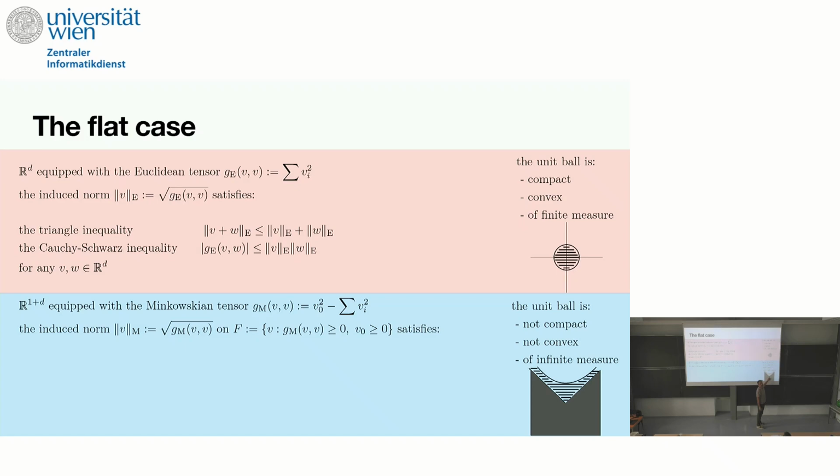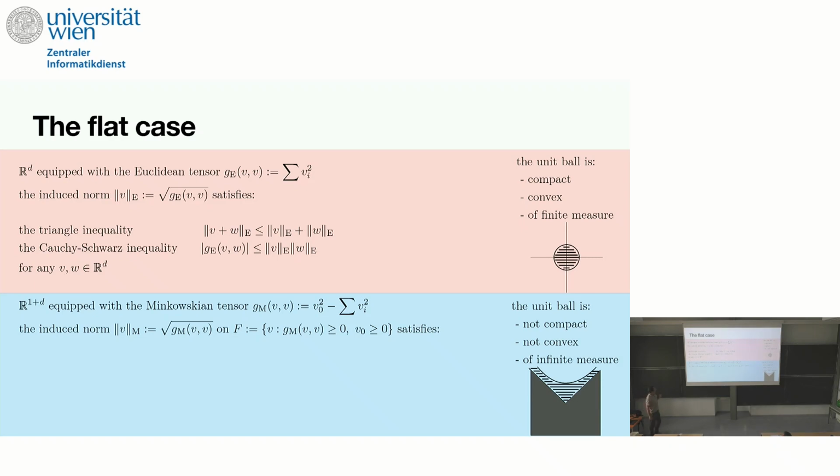If we are sitting at 0, the directions we are allowed to move toward are really just the positive ones. So we have a positive cone made of vectors with positive norm in some sense, and we call one the future cone, the other one the past cone, and we are only allowed to go in the future. So this is kind of the directions allowed. And the unit ball, whatever you want to call ball, the bottom line or the upper line of this hyperboloid, is neither compact nor of finite measure. Well, it could be convex.